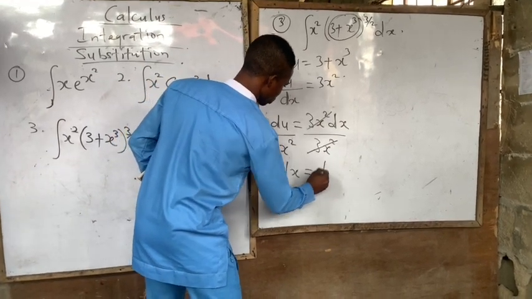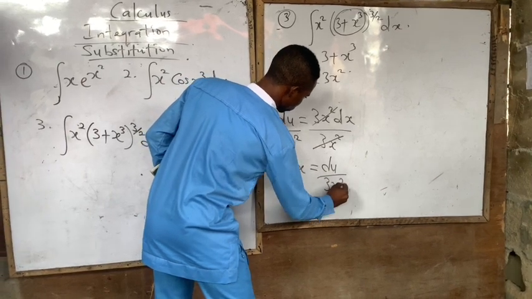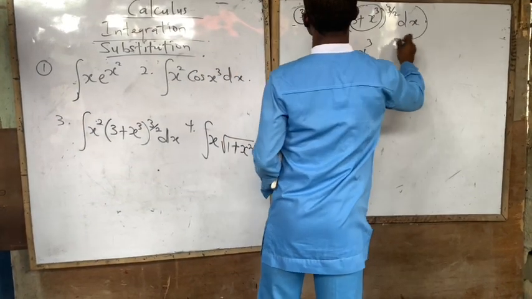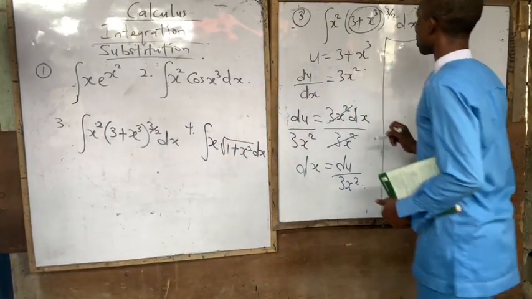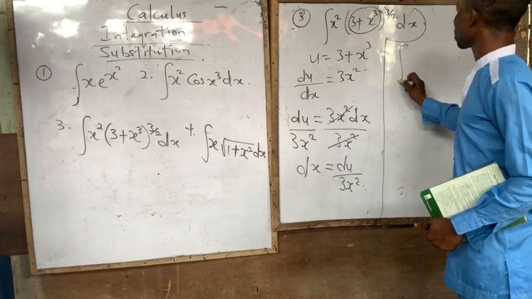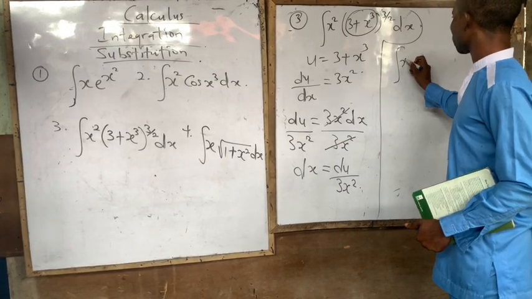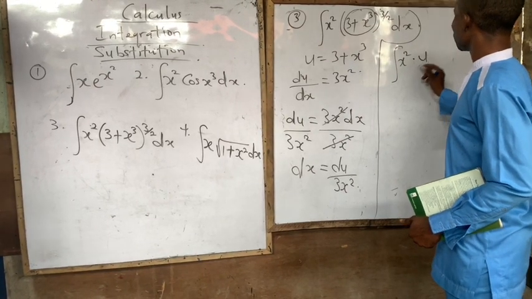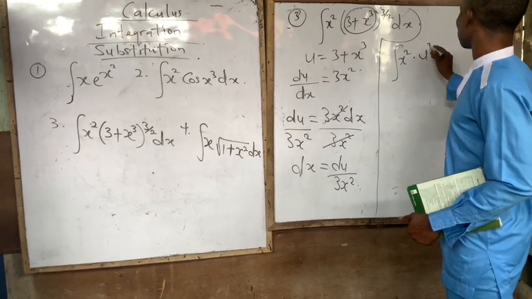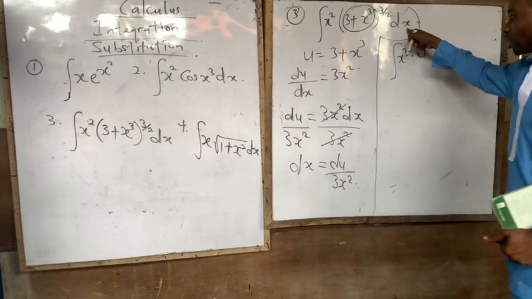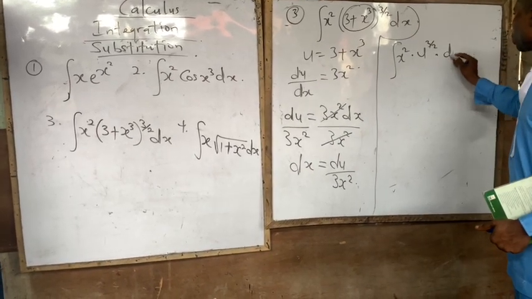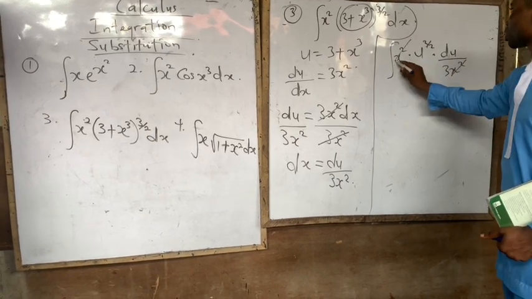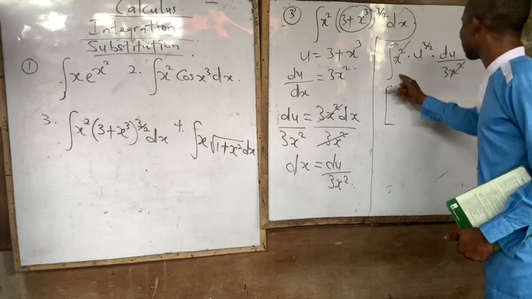S equals u all over 3s squared. Now I have gotten my dx. That means I'm having the integral of s squared. This is u, I've represented this one by u, raised to power. And what is my ds? My ds is now u all over 3s squared. This stands for this, so I will now integrate this.